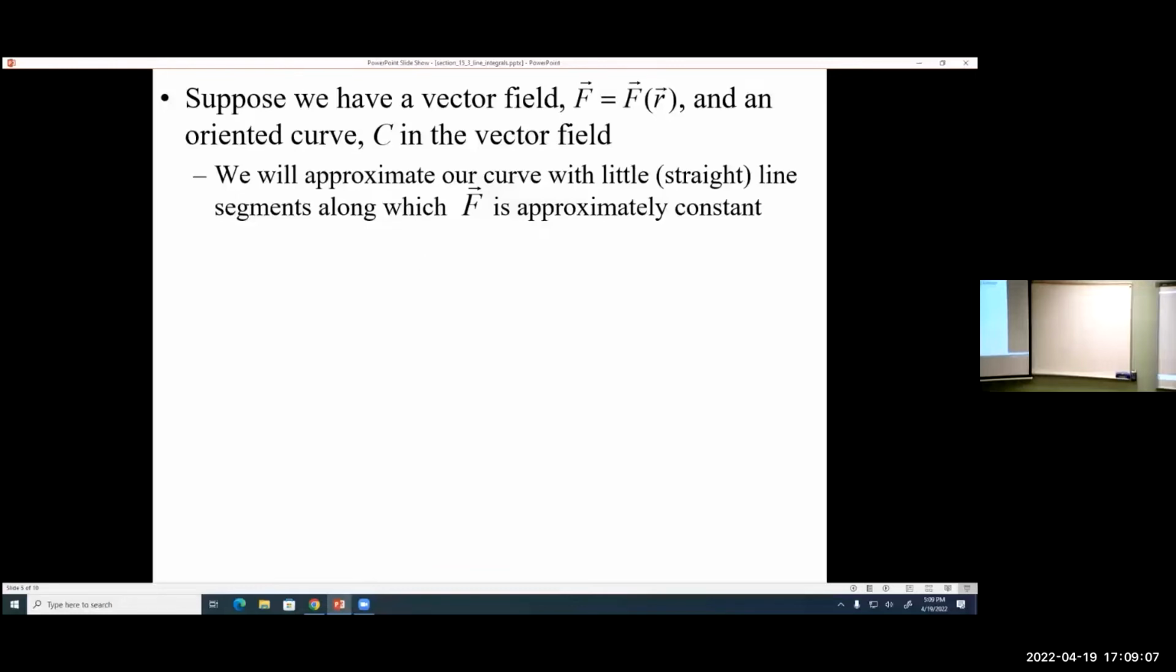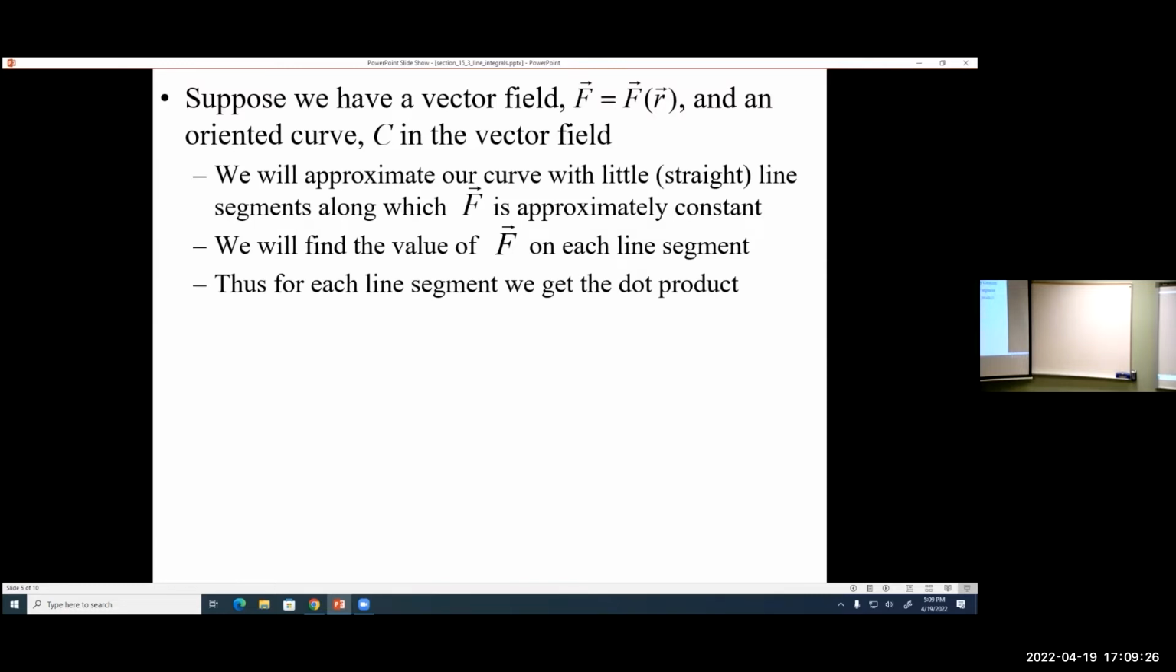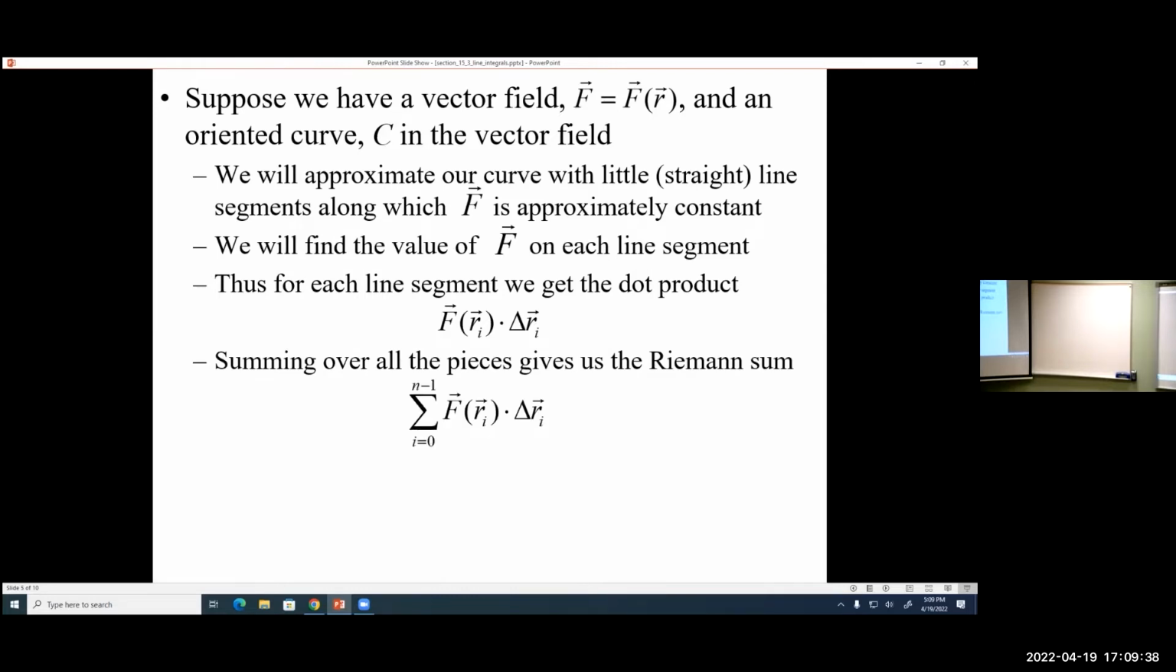That should bring up a concept we talked about a little while ago. It's been a while now, but the dot product. The dot product for vector projection tells us to what extent one vector is in the direction of another. So we find the dot product on each of these little broken up segments, and then we add them up with a Riemann sum to get the total. Then when we take infinitely many intervals, we get our definite integral.